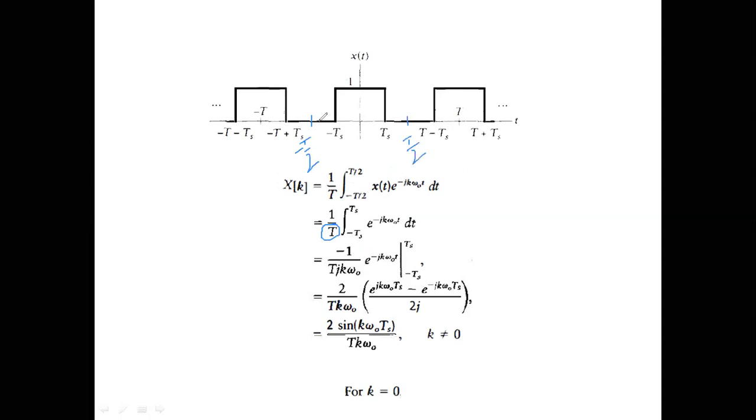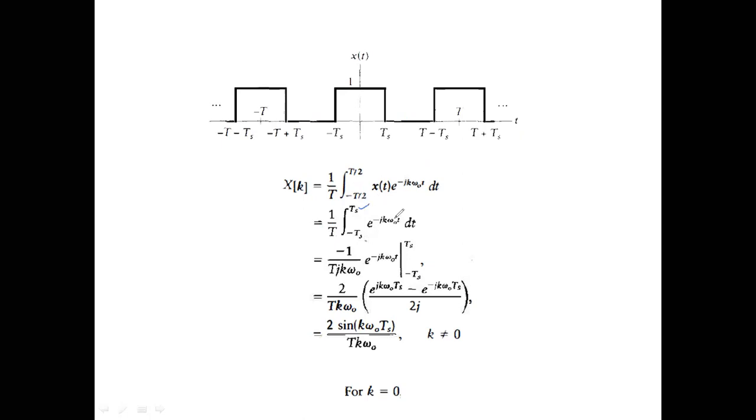But since this is 0 here, this is 0, and this is also 0, that is why we'll stick to only this particular area, minus Ts to Ts, sorry.